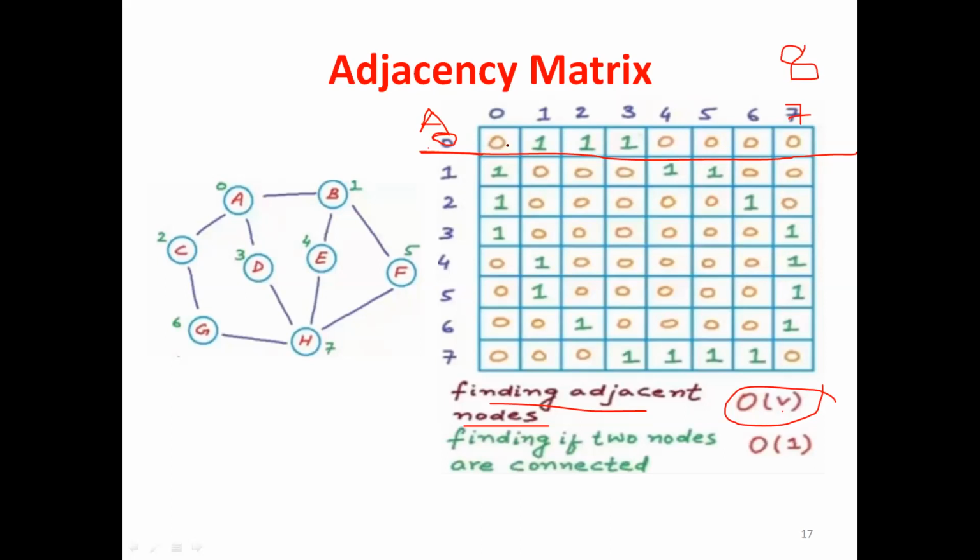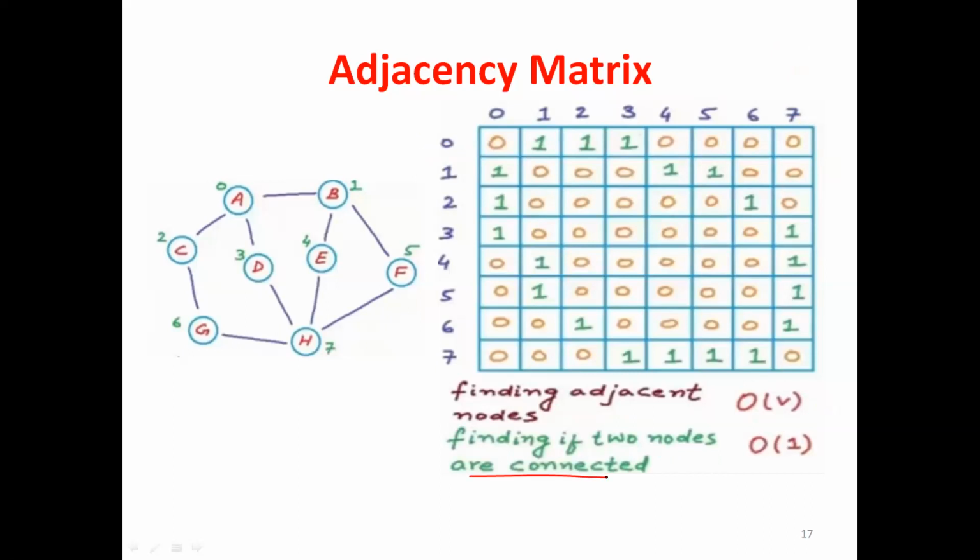So I keep on checking. It is 0. Is it enabled or not? No, it is not connected. There is no self loop, right? Whether 0 is connected to 1, yes, it is connected. 0 is connected to 2, yes, it is connected. Whether 0 is connected to 7, so I should keep on traversing each and every bit in the row, until the last vertex. That's why I'm saying order of V. So it requires order of V time to find the adjacent nodes of a particular node in case of an adjacency matrix.